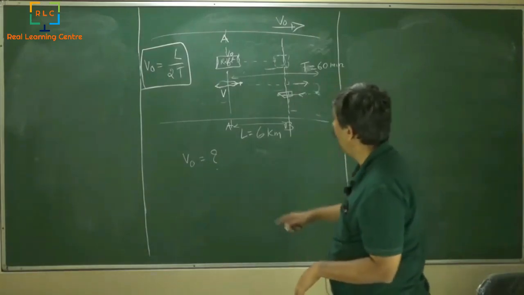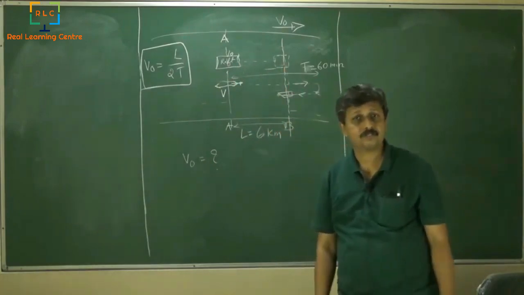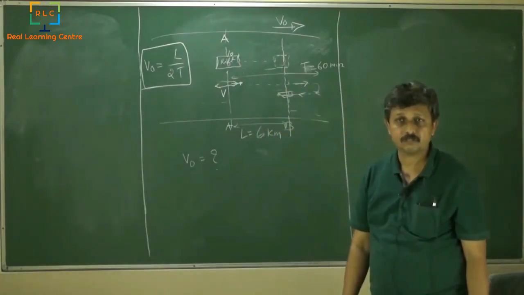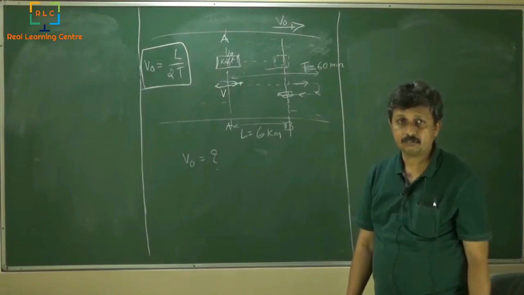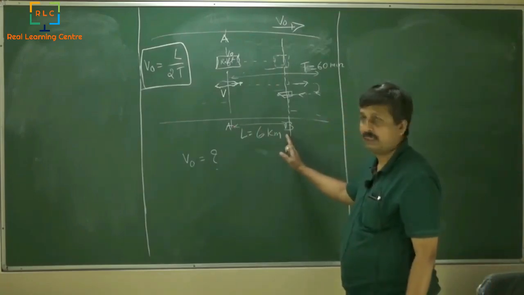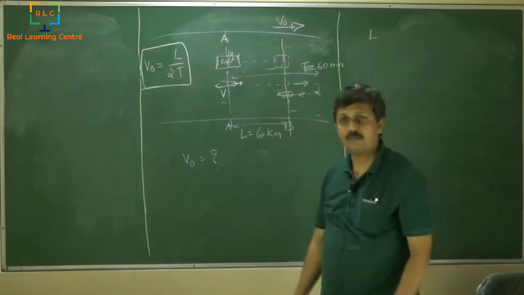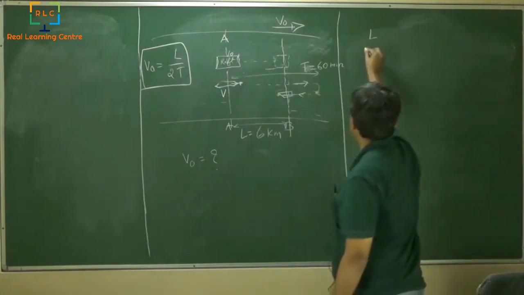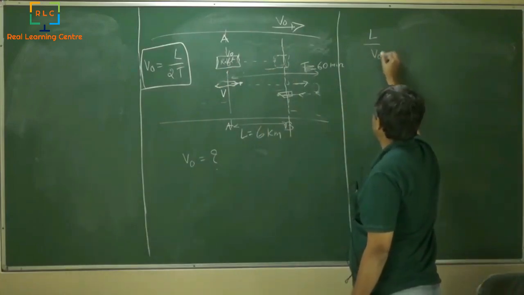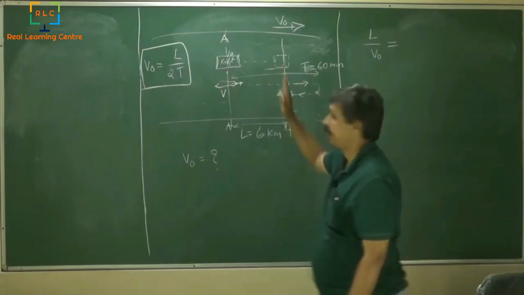Now, what is the time taken for the raft to go from here to here? What is the distance? L. Distance divided by velocity. What is the velocity? V0. That is the time taken for the raft to go from here to here.